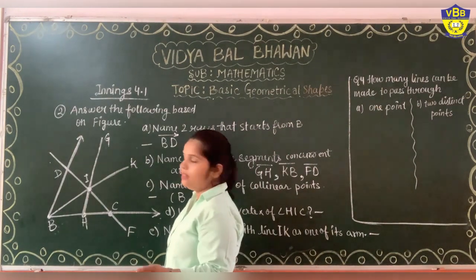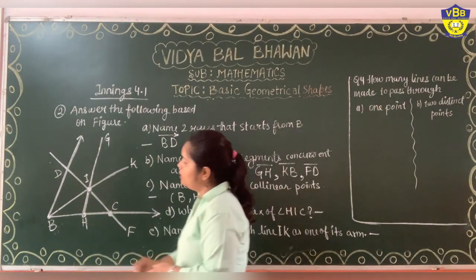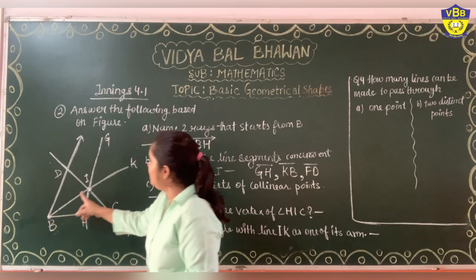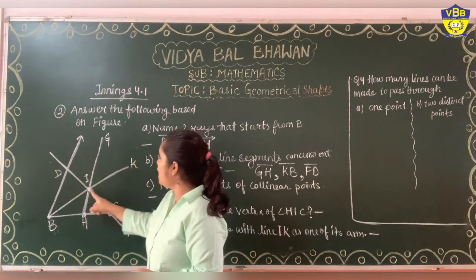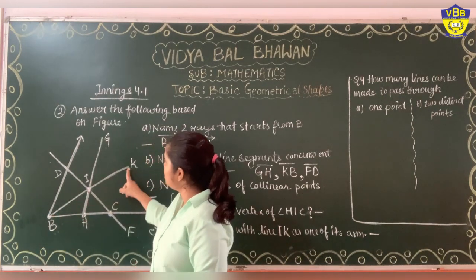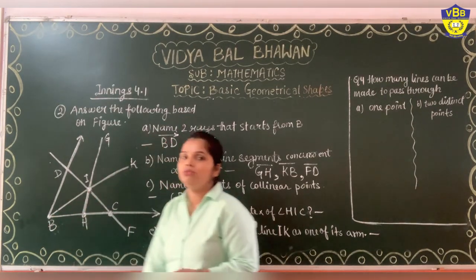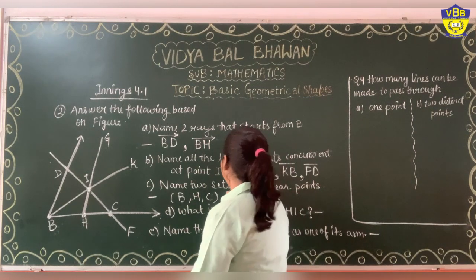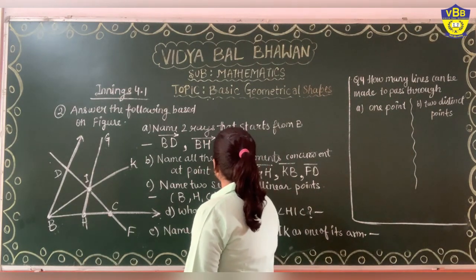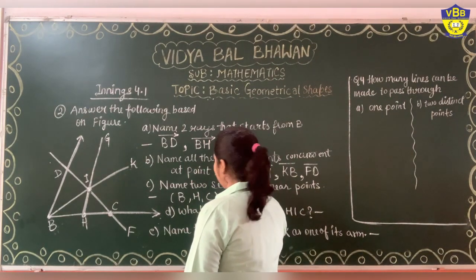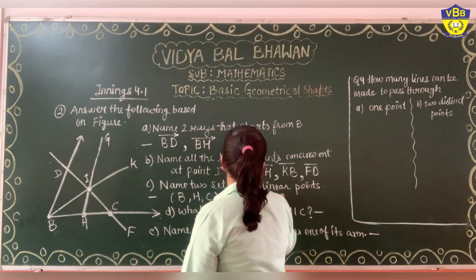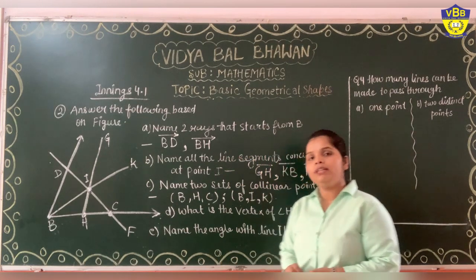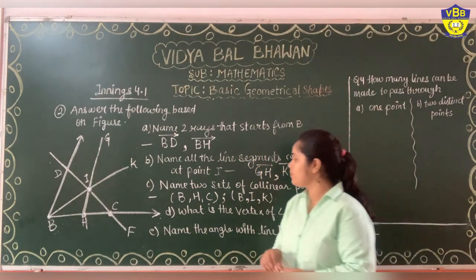Any other? There are so many possible. You can see B, I and this K. B, I and K are three points joined using only a single line. So write it down, the second set: B, I and K. You just need to tell two sets, that's it.